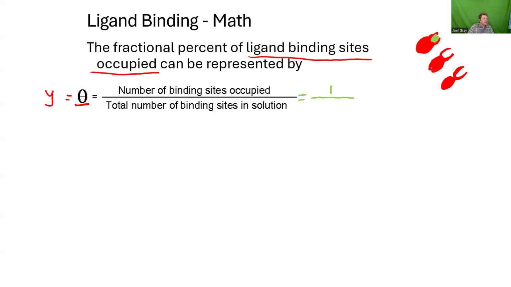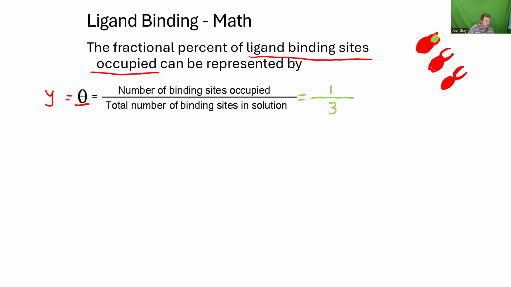Now, how many total binding sites are there in the solution? Just imagining that this is my solution. How many total binding sites are there? 3. We've got 1 that's occupied and two that are empty.